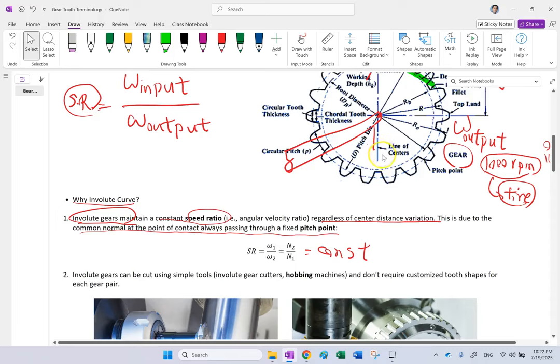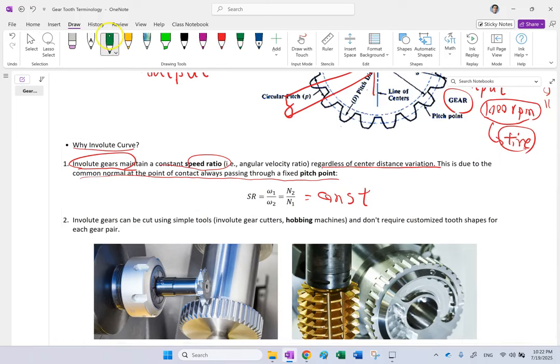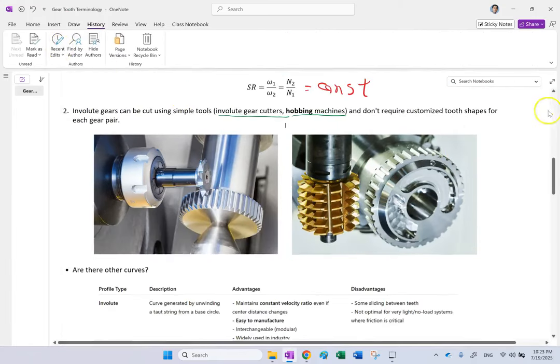The other profiles do not have such a thing, and for that reason, they cannot guarantee a constant speed ratio. So that is the number one and the most important reason. The second one is that making involute gears, manufacturing them, can be done by simple tools. And this involves involute gear cutters or gear hobbing machines. And you can see the picture of them here.